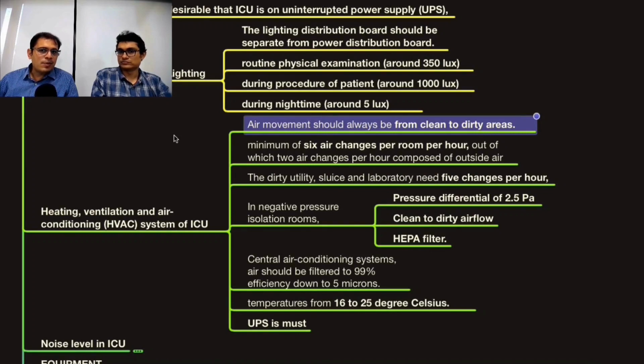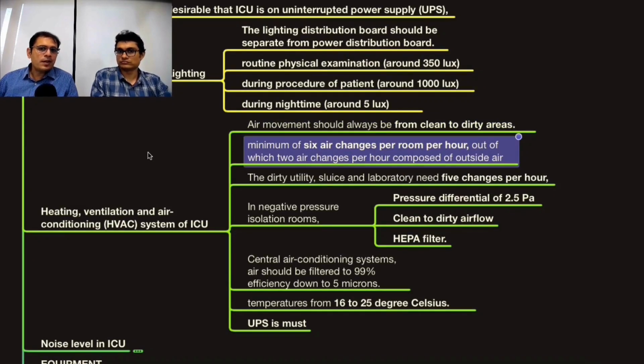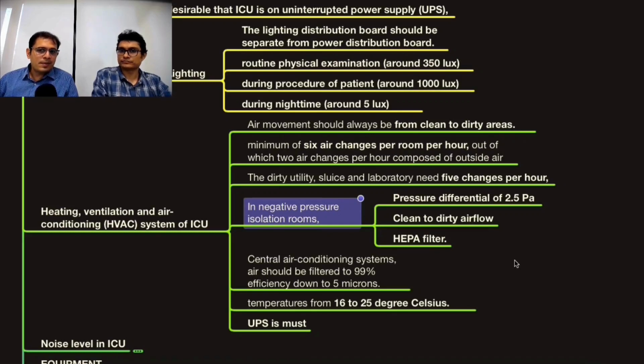Air movement has to be from the clean area to the dirty area. There should be at least 6 air changes in the critical area, where at least 2 changes should be from outside fresh air. Dirty utilities, loos and the laboratory should have at least 5 changes per hour, so that they don't become stinky. In negative pressure isolation, the pressure difference should be at least 2.5 kilopascals, and again the airflow should be from clean to dirty. And a HEPA filter should be there.